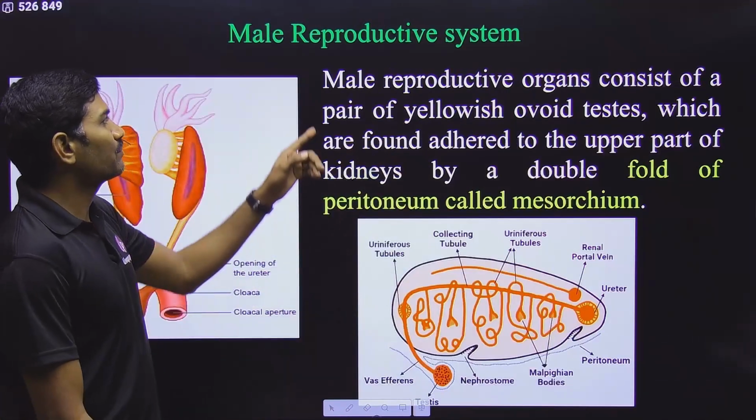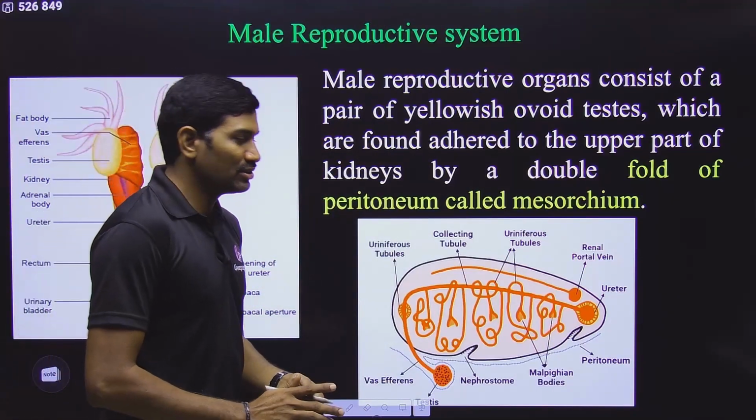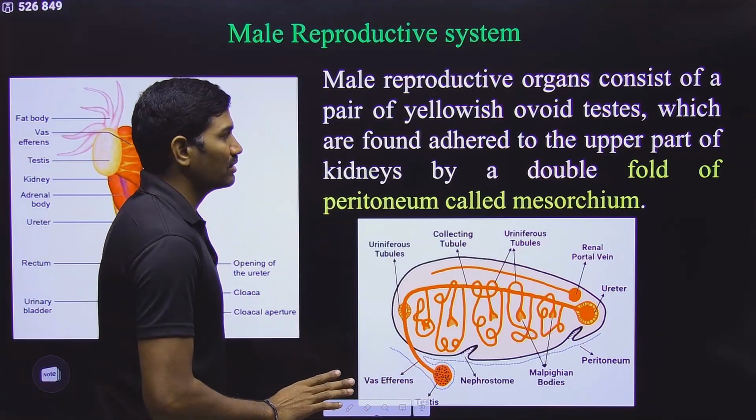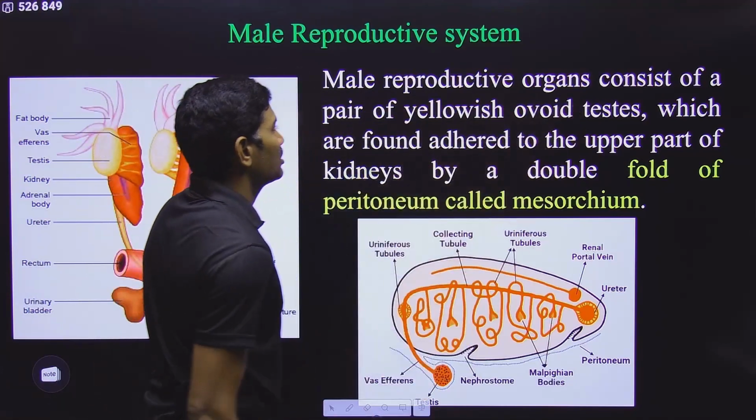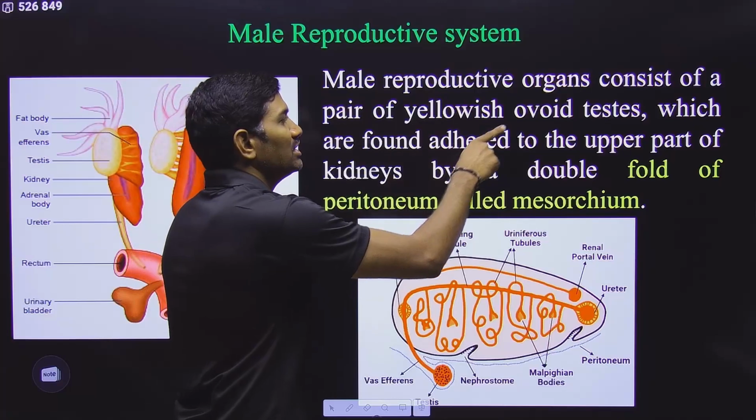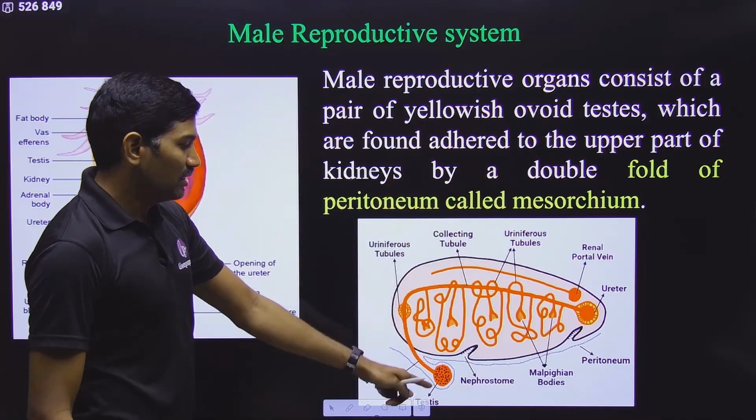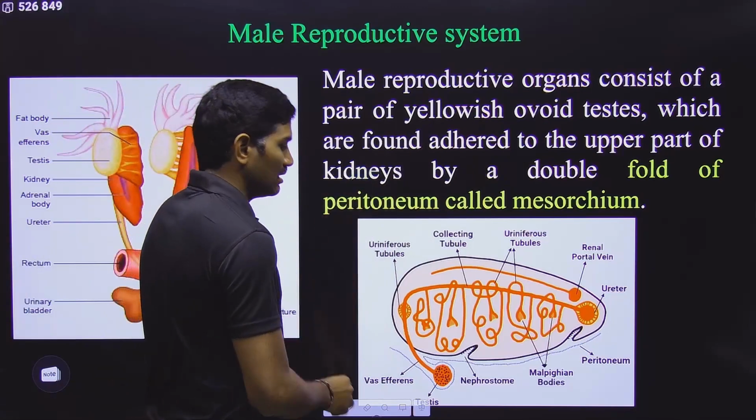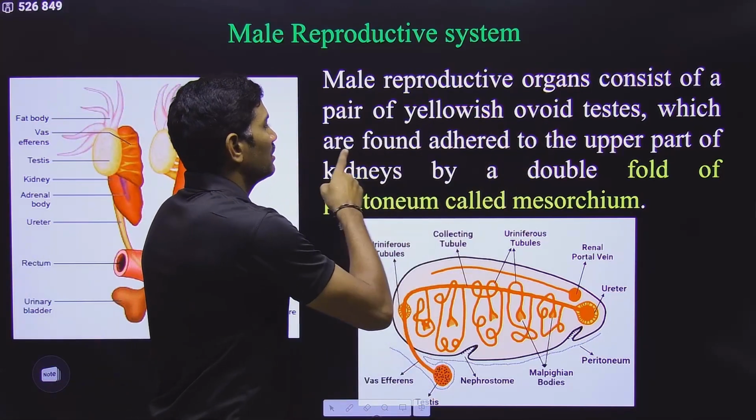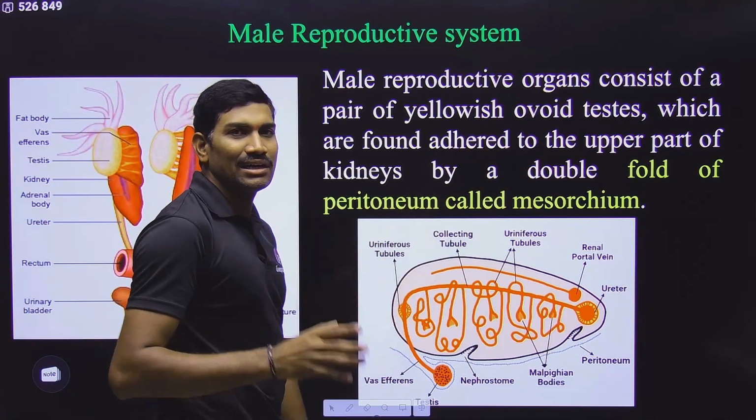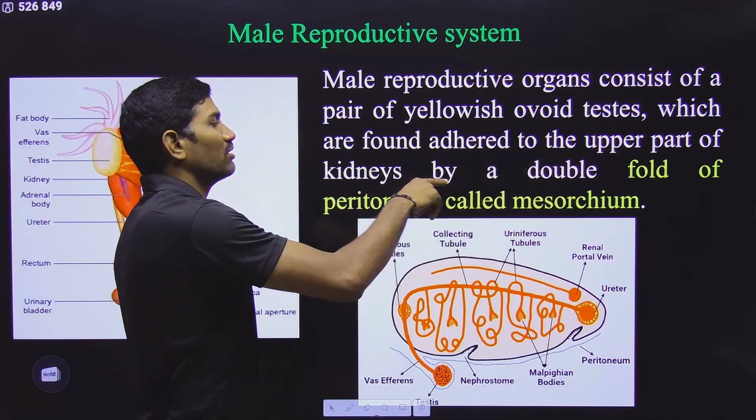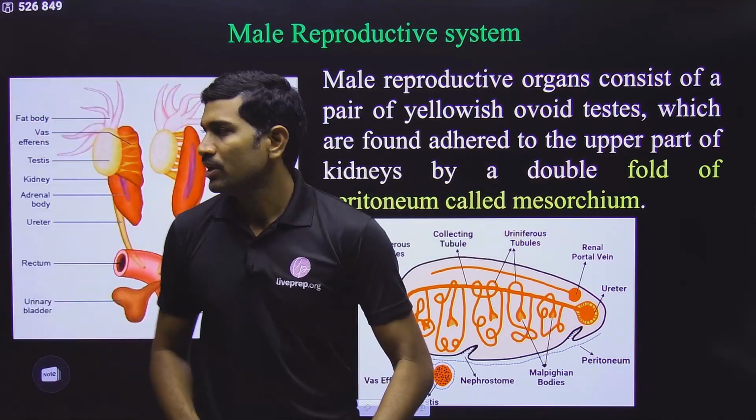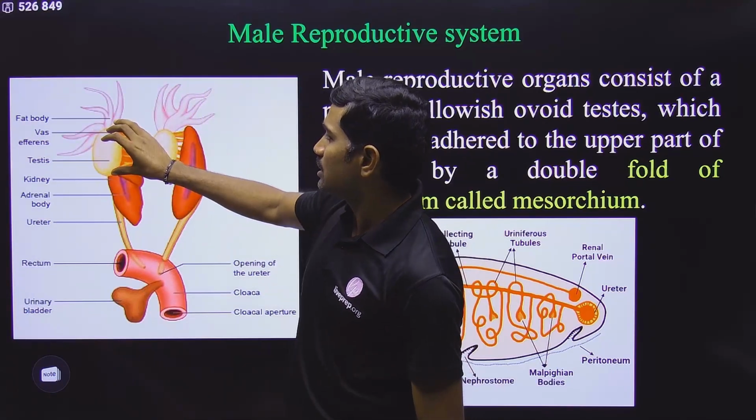Anyhow, we will see here. In the case of the male reproductive system, regarding this particular testis they are talking here. Okay, the male reproductive system consists of a pair of yellowish ovoid testes. Here pair of testes means two testes are present. They are yellow in color, they are oval in shape. Next one, which are found adhered, means attached, to the upper part of the kidneys by a double fold of the peritoneum called mesorchium. So here they are attached on the upper side of this kidney.